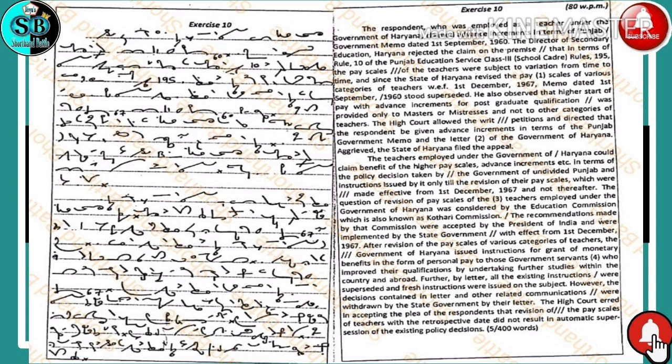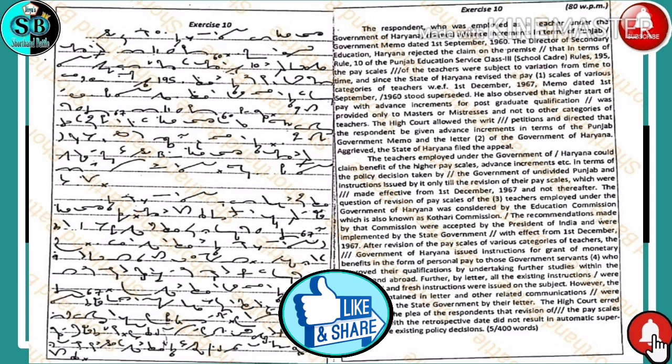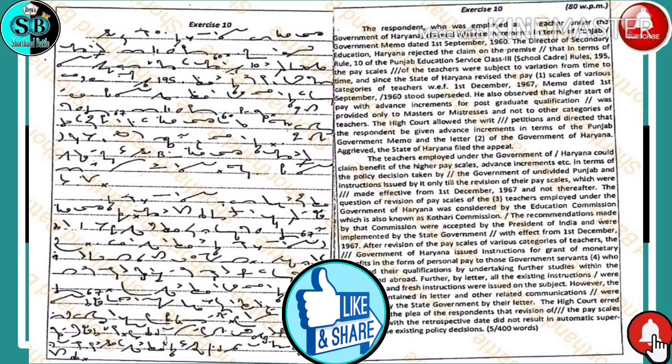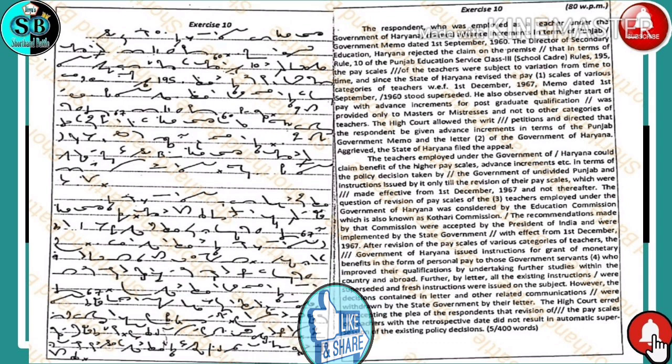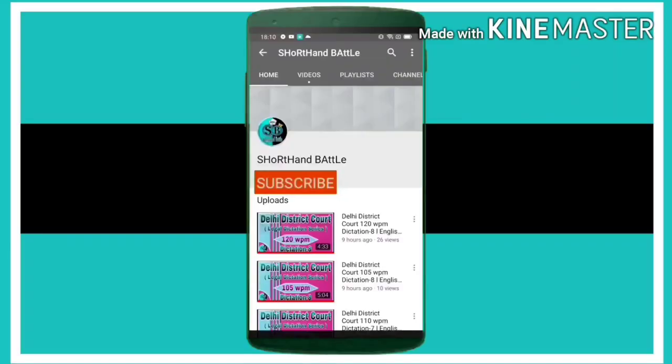The High Court erred in accepting the plea of the respondents that revision of the pay scales of teachers with the retrospective date did not result in automatic supersession of the existing policy decisions. Stop.